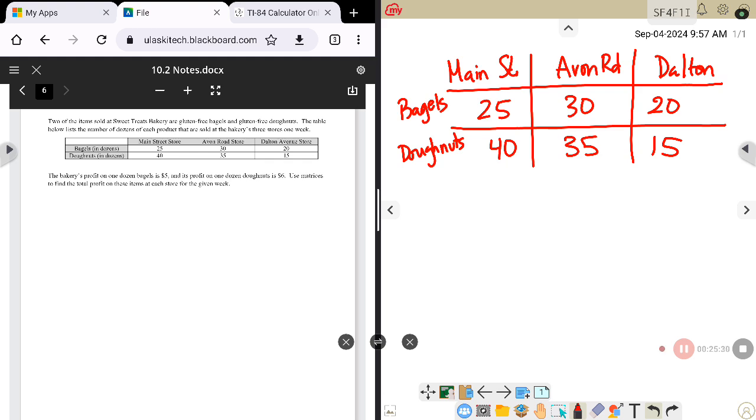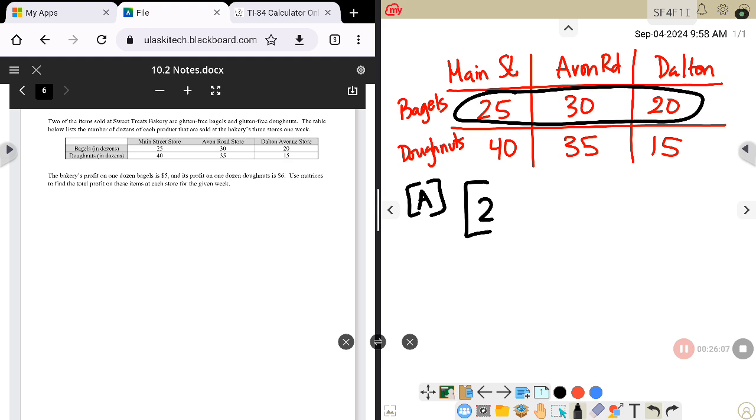So the next thing says the bakery's profit on 1 dozen bagels is $5, and its profit on 1 dozen donuts is $6. So I'm going to work with the bagels first. So here is my bagels. They earn $5 on each of those dozens. So what I'm going to do in my calculator is enter that row that has 3 columns, and I'm going to enter it in matrix A.